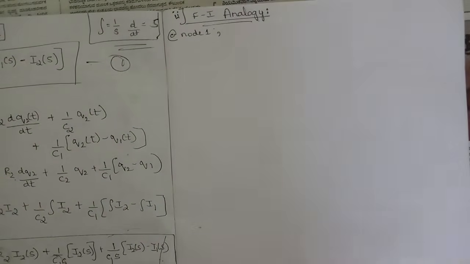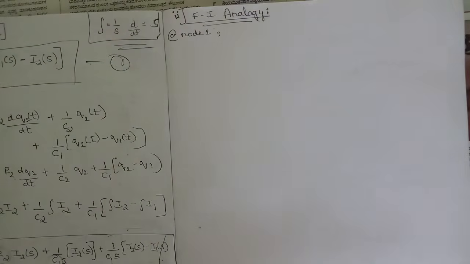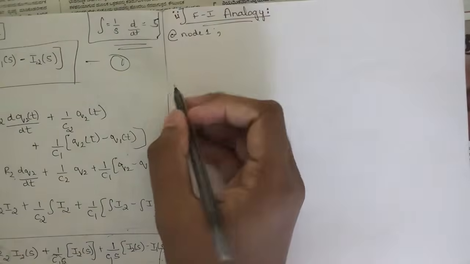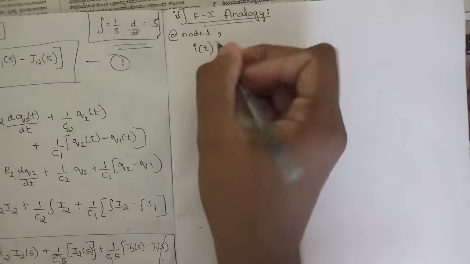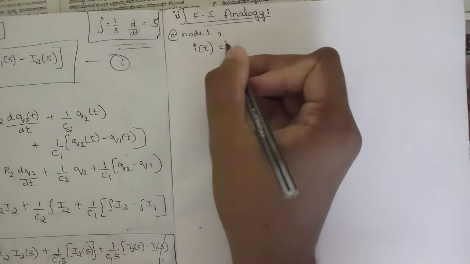Now let's write the equilibrium equations for the FI analogy as well, since in the question they have given that we need to build the circuit using both FV and FI analogy. At node 1, force F is replaced by current, that is F of t would be replaced by I of t.